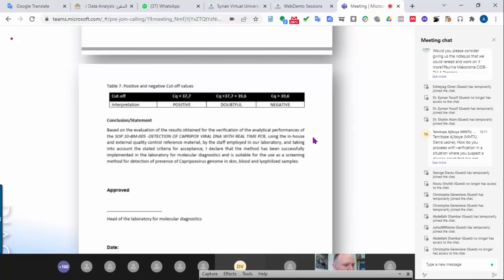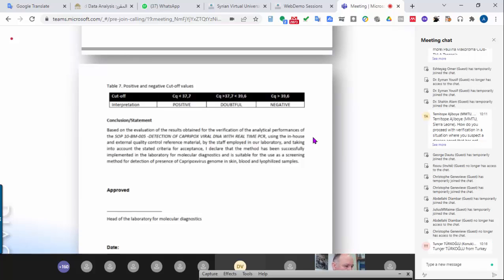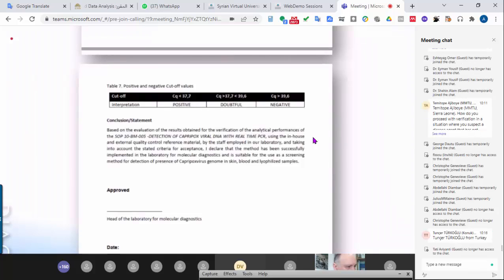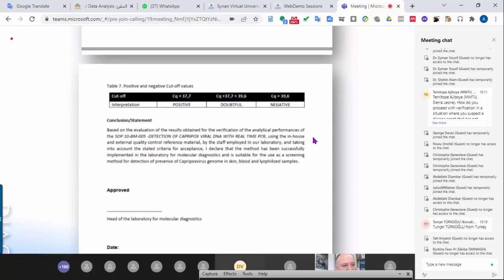this specific laboratory. At the end, as I said, you have a conclusion and statement, usually written, of course, by the head of the laboratory, who, based on all the results and all the values obtained in this verification study, can say that this specific assay is fit for purpose and it's performing according to the expected performance for this assay set by the validation of the developer.